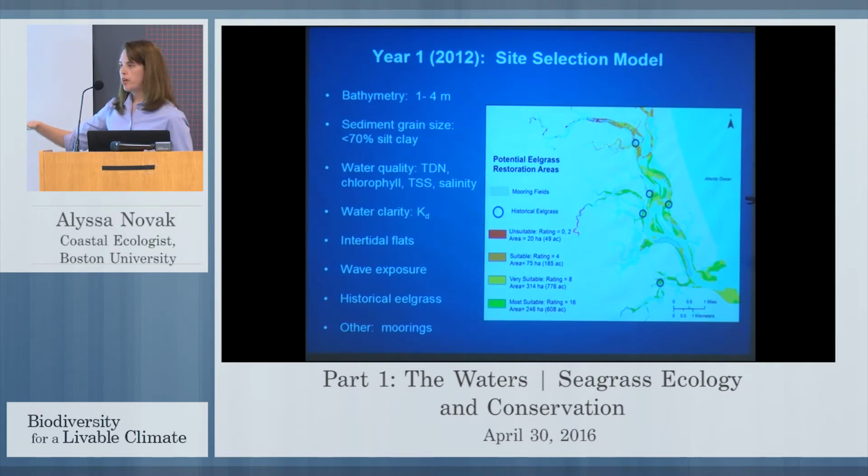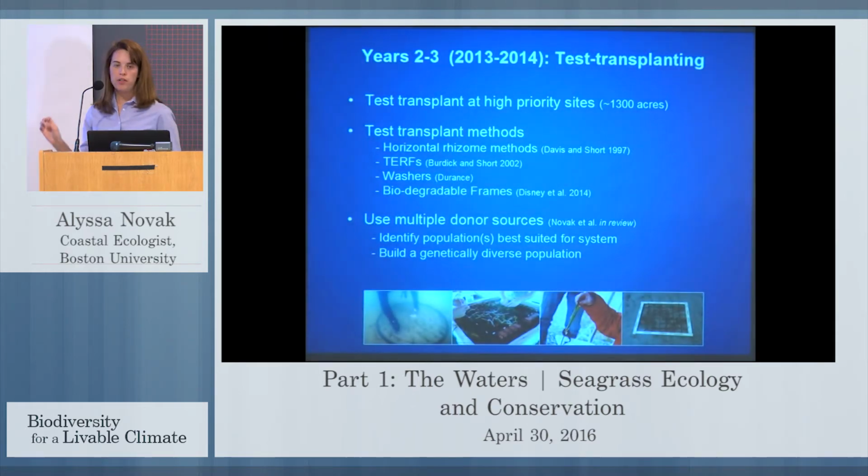So once we got all of these parameters, we threw them into our model, and our model rated all the areas within the system. Anything that had a rating of 0 or 2, which is denoted in red, we said wasn't suitable. Any area that was in orange received a rating of 4, we said was suitable. Anything with a rating of 8 or 16 is considered very suitable or most suitable, and those are in yellow and green. In the end, we had about 1,300 acres that our model was telling us was good for restoration. But rather than just going out and doing a full-scale restoration in the next 2 years, we decided to test transplant just to validate our model.